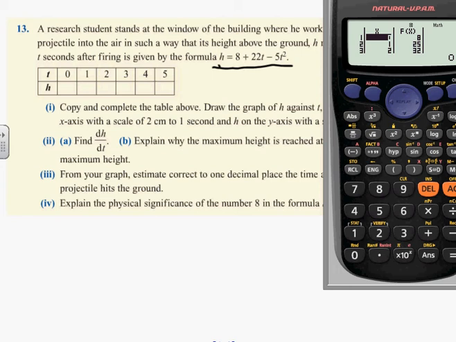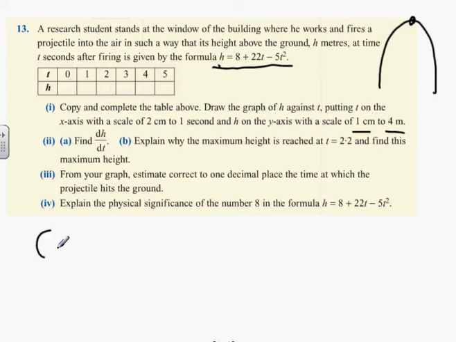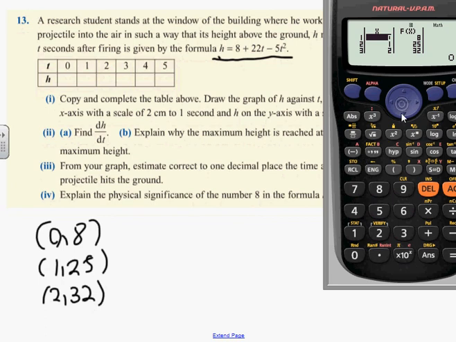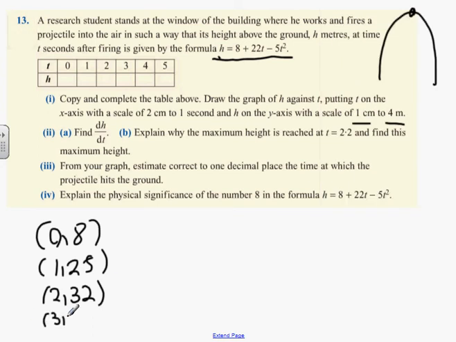So 0, 8, 125, 232. Everybody happy with that? Okay, what comes after that then? 329, 416 and 5 minus 7. Was it 416? Anybody after that? 5 minus 7. Okay.